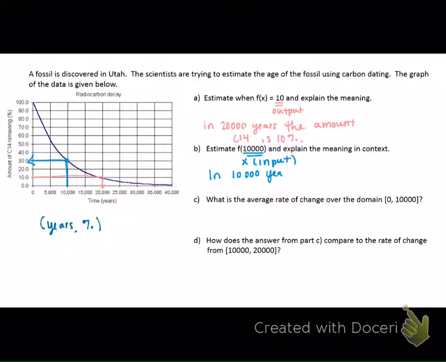In 10,000 years, the amount of... I guess I should say about in all of these. So let's put about in the first one too. So in about 20,000 years. In 10,000 years, the amount of C14 is about, what percent did you say? 30%? Because it's an estimation, we need to do that.